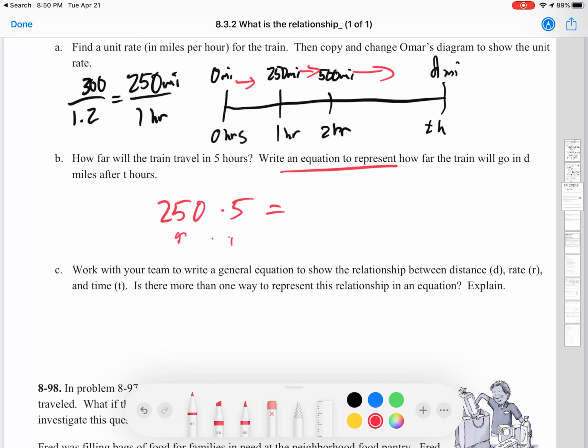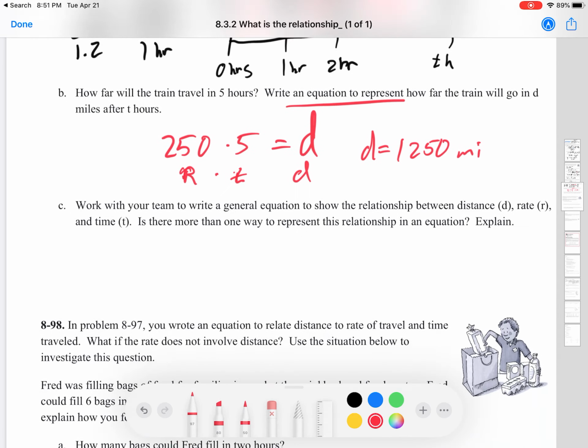So rate times time equals distance. That's really our equation. And so then 250 times 5, that one turns out to be 1,250 miles. Okay.